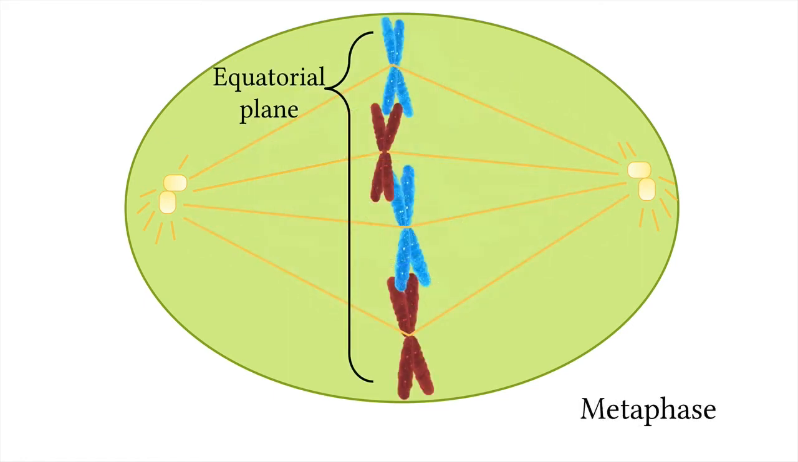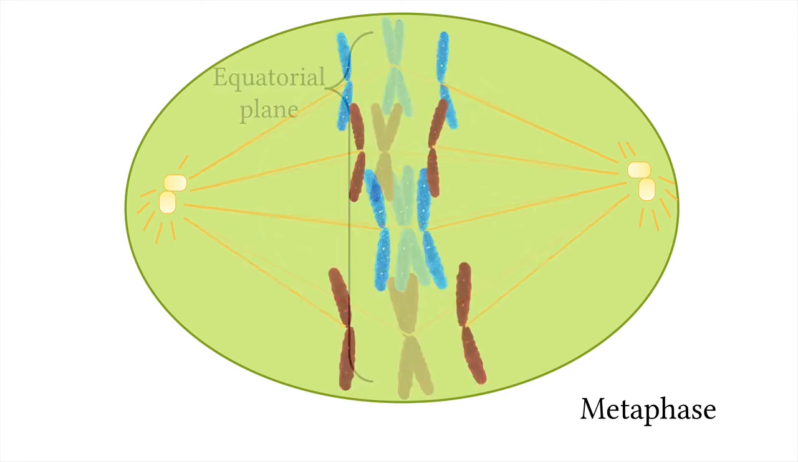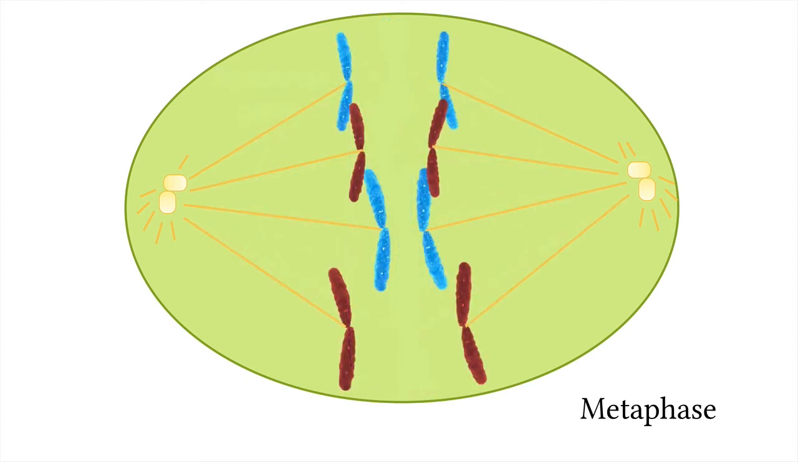At this point, the cell is in metaphase. The chromosomes are lined up along the cell's equatorial plane. The spindle is attached to the chromosomes at the point where the duplicates are attached. The spindles start to pull the duplicates apart from their originals. Now the cell is in anaphase. In this phase, the duplicate and original chromosomes are pulled toward their respective centrioles at opposite ends of the cell.